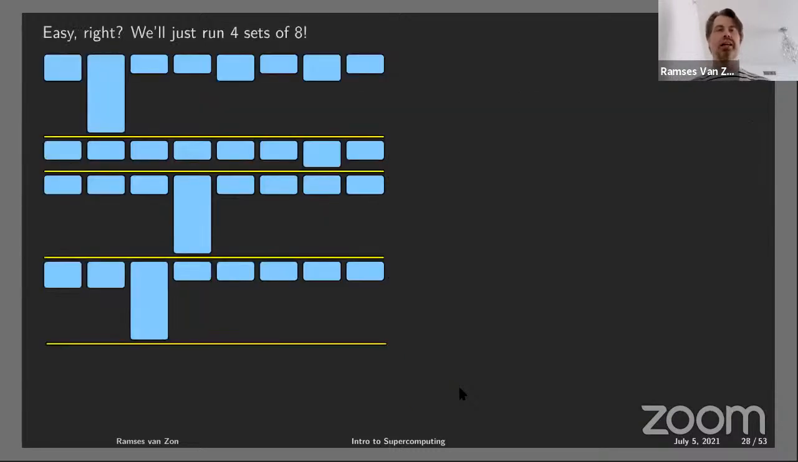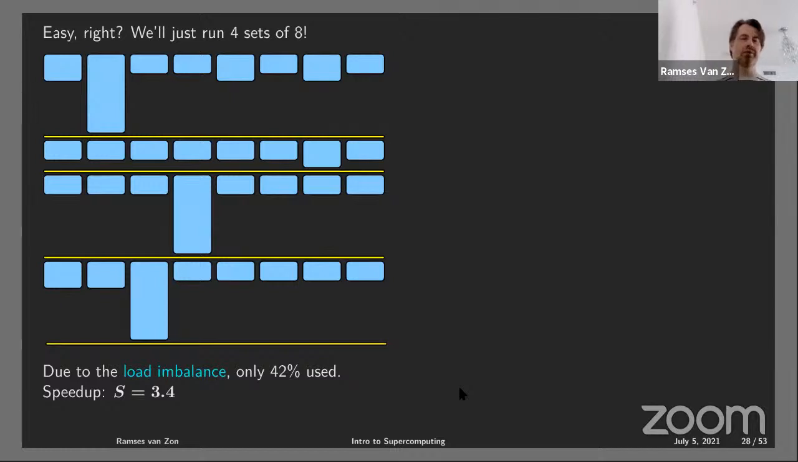Now, one thing you could try to improve this, and just to see what the speedup is by using 8 cores instead of one, is we only get a speedup of about 3.5, which corresponds to only 42% of the computation time used.